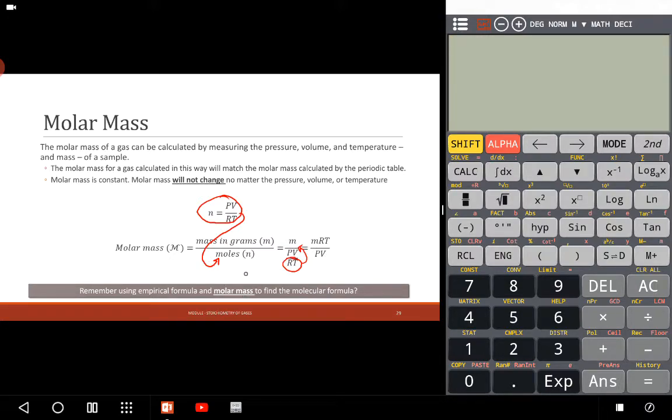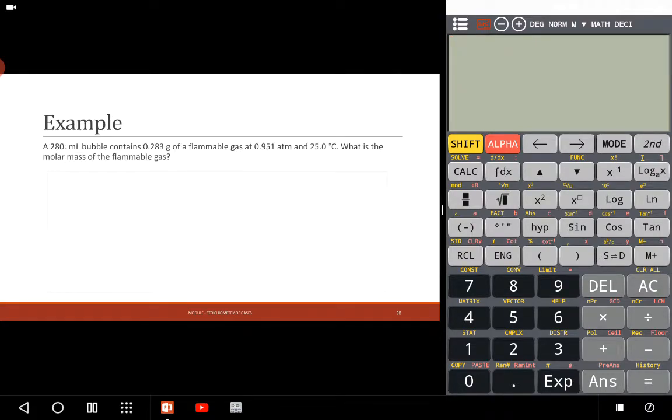Also, do you remember when we were calculating empirical formulas and molecular formulas, and we needed the molar mass in order to go between the two? Well, now we have a way of obtaining the molar mass experimentally. Let's go over an example of this. It says a 200 milliliter bubble, so that's my volume, containing 0.283 grams, that's my mass, of a flammable gas at this pressure and this temperature. What is the molar mass of the flammable gas?